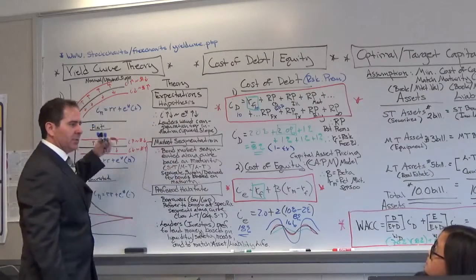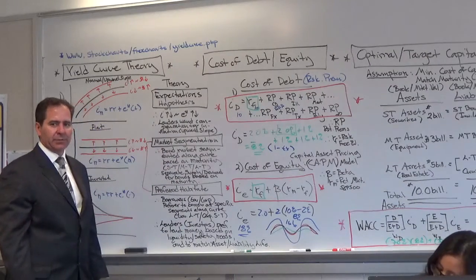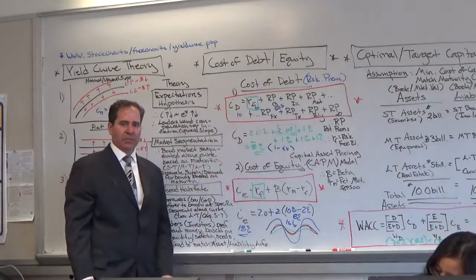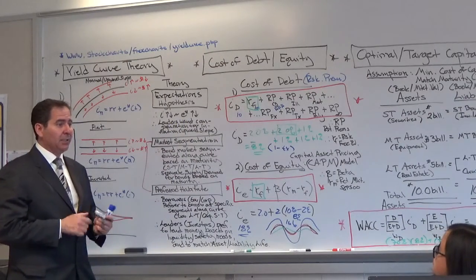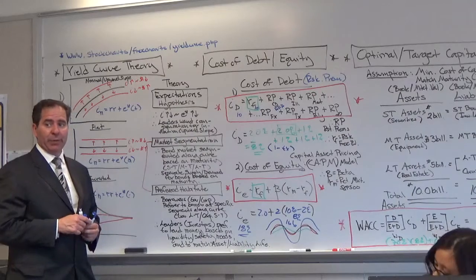If the yield curves are shifting down and interest rates are going down, your cost of debt and equity is going down. So it has a major impact on your cost of debt and equity and the value of your firm and the value of your stock.